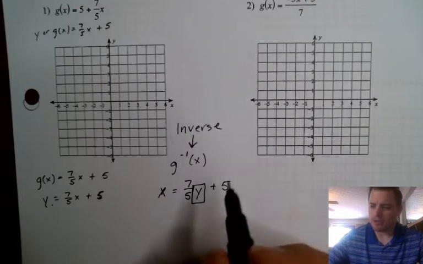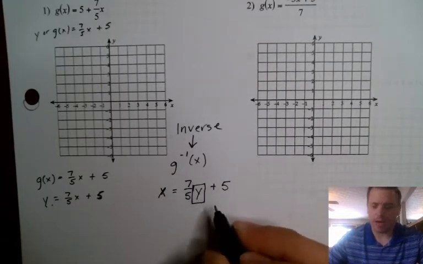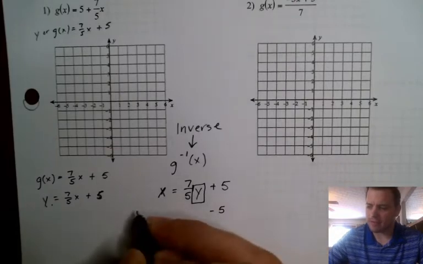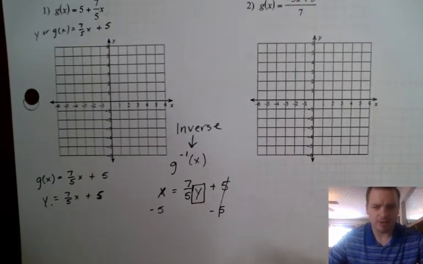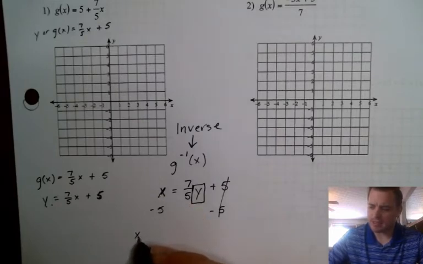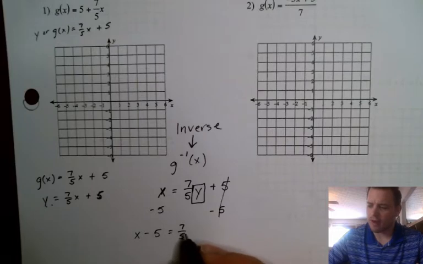Okay? So the first thing I do to get this 7/5 y alone would be to subtract 5 from both sides. Subtract 5. That cancels. And I'm left with, on this side, x minus 5. I can't combine those. Equals 7/5y.